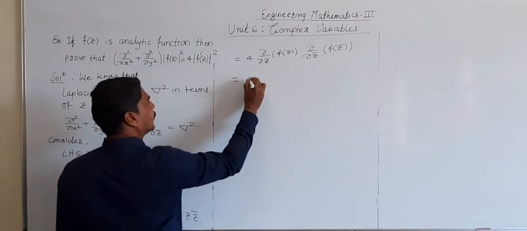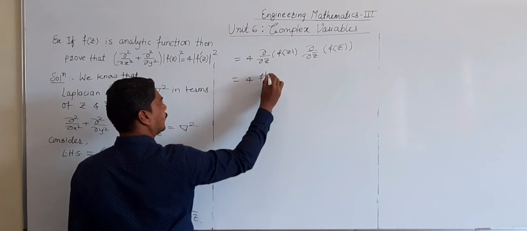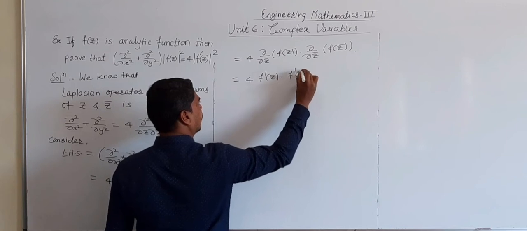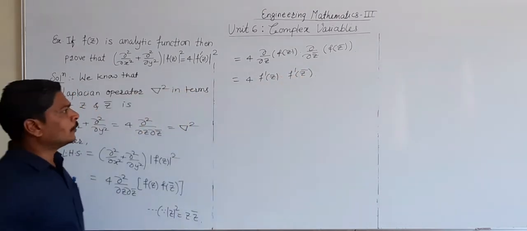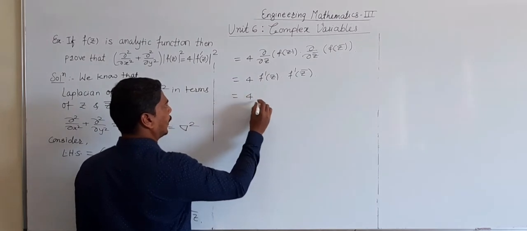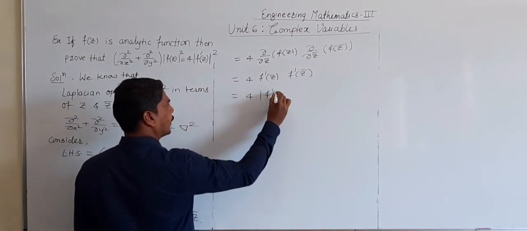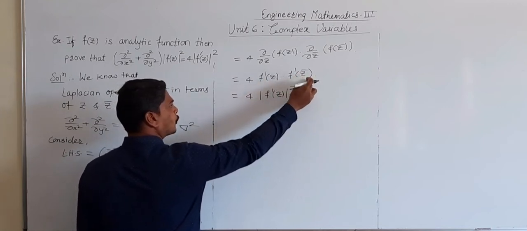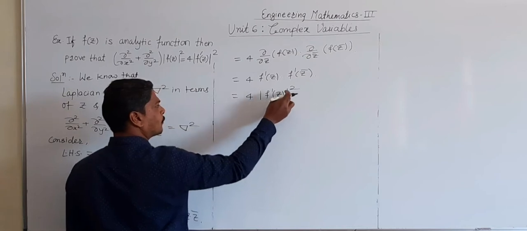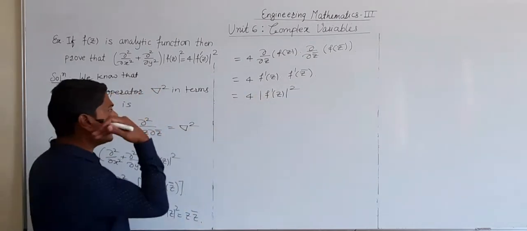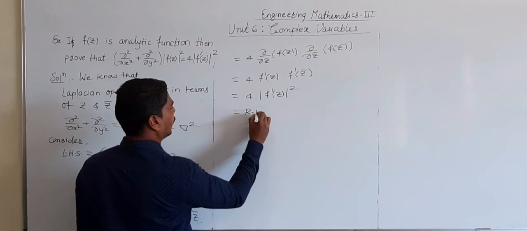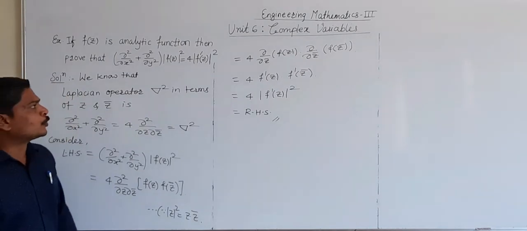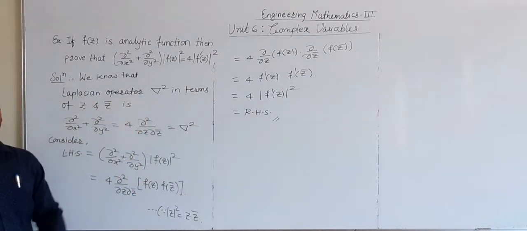In that way, this becomes 4 into the partial derivative of f(z), which is f'(z), into the partial derivative of f(z̄), which is f'(z̄). And now this is equal to 4 times |f'(z)|², because f'(z) times f'(z̄) becomes |f'(z)|², and in that way we get our required RHS. So this is a very simple example which depends upon the Laplacian operator.